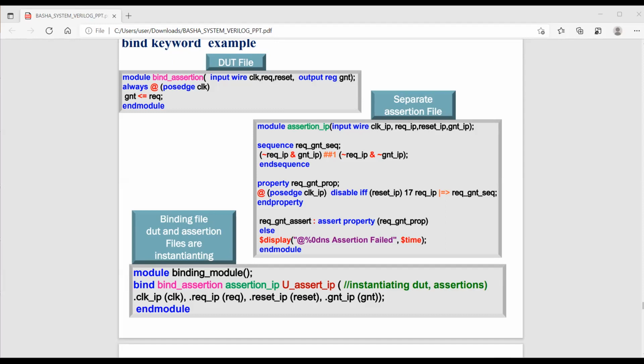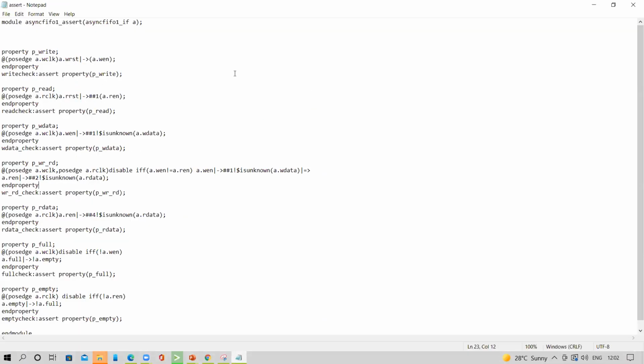Ma'am, I cannot see the screen of the particular example which you are saying now. Okay, okay. Now, can you see my screen?